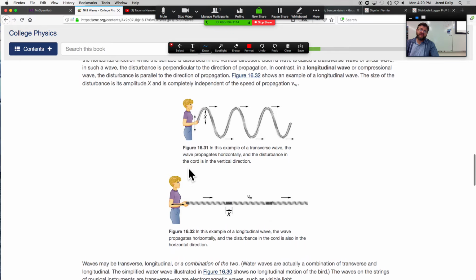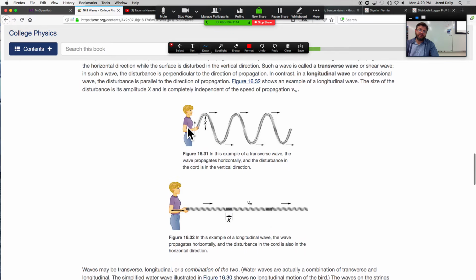But there's another kind of wave. Here's that transverse wave. It's waving up and down, but it's moving left to right. In a compression wave or a longitudinal wave, the waving happens in the same direction you're moving. So imagine you've got a big long slinky, and somebody squeezes the slinky at one end and lets it go. Then a wave will travel through the slinky, but it's just going to compress and decompress the slinky. It's not going to make it go up and down like this one. And that's what this person has done. They've compressed it and let it go, and that compression travels through the spring. Notice that the spring doesn't go anywhere.